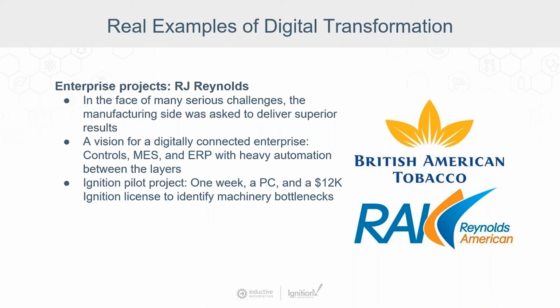The company basically faced many serious challenges, including a shrinking market, intense regulatory scrutiny, and negative perceptions about their industry. This really put pressure on the manufacturing side of the company to deliver superior results. They built a vision for a digitally connected enterprise with a large infrastructure that connected controls, MES, and ERP with heavy automation between the layers. Eventually, Reynolds became aware of Ignition and were impressed with it, but they thought there had to be a catch and they weren't really sure exactly how to implement it and what to do with it.